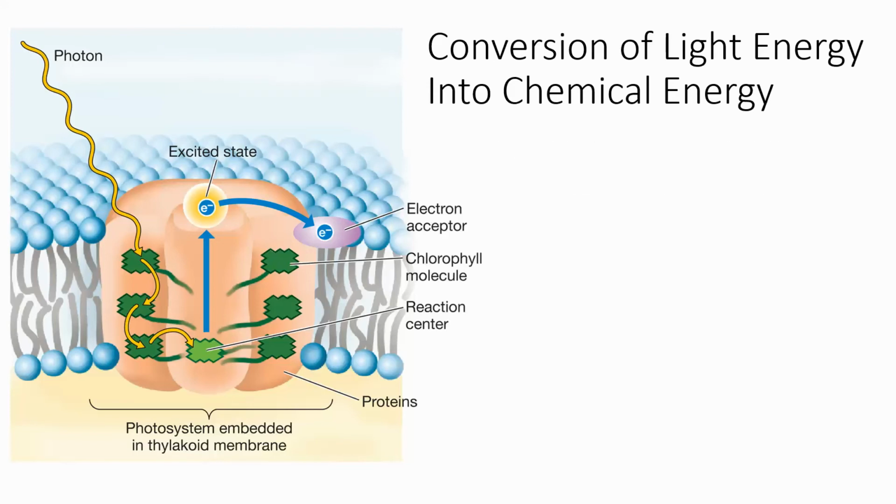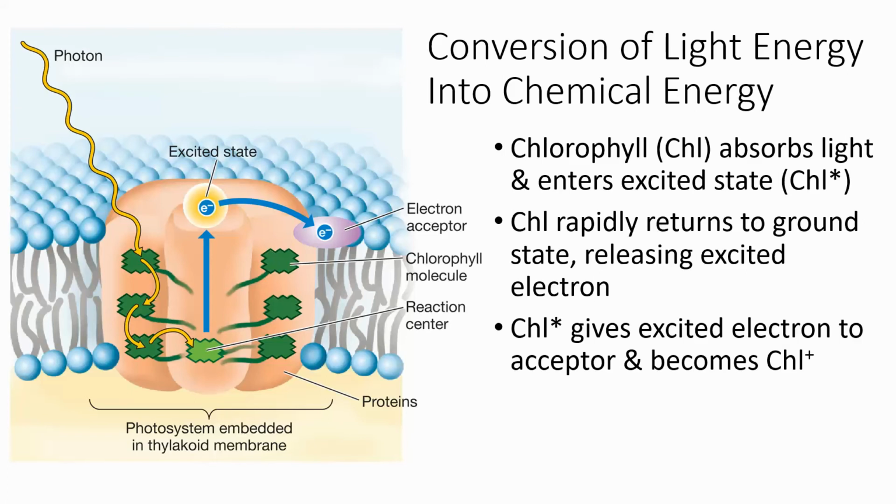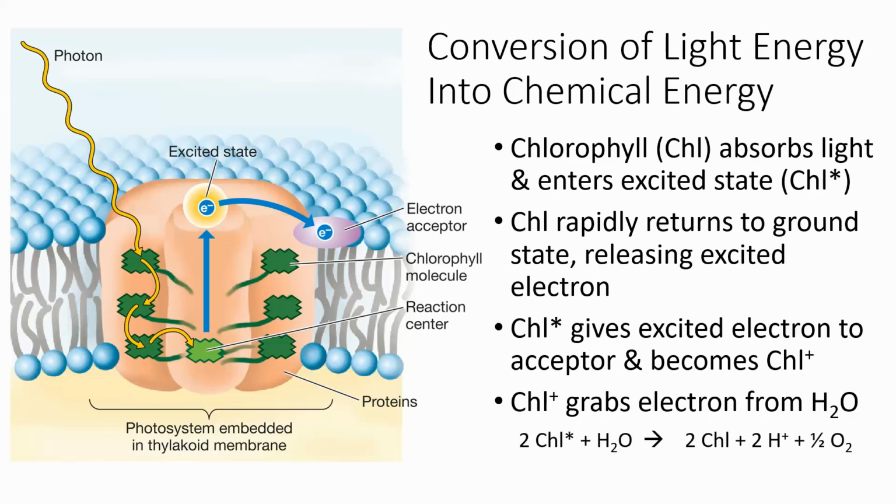So what happens is chlorophyll absorbs light, becomes excited. It returns to a ground state, releasing an excited electron. It's now got a positive charge because it's given up one of its electrons. So it's going to grab an electron from water, and in the process, it's going to split that water into hydrogens, some electrons, and also oxygen. And then in the process, you're going to form an oxygen molecule, and that's where the waste product is.